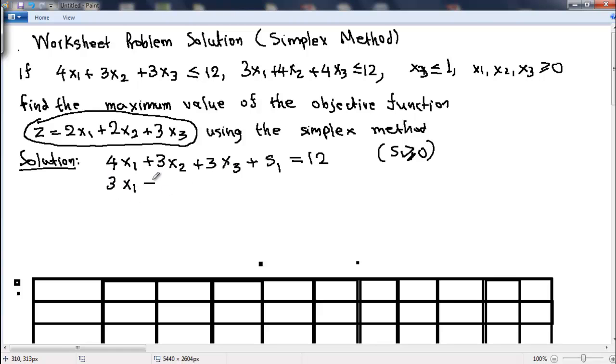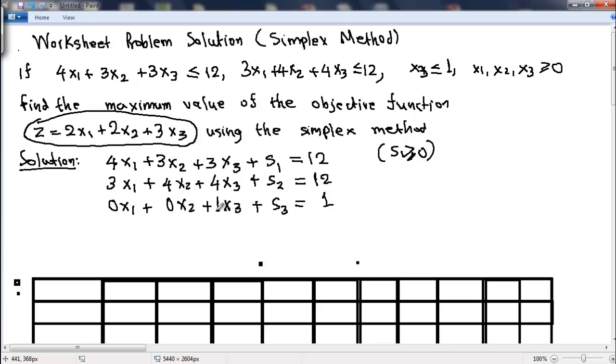I'm doing the same for the second relation here. So 3x1 plus 4x2 plus 4x3 plus a new slack variable, s2, equals 12. And for that one I have x3 plus a new variable s3, and it will be 1. Of course I have 0x1 and 0x2 and 1 times x3. Now I have introduced s1, s2 and s3.